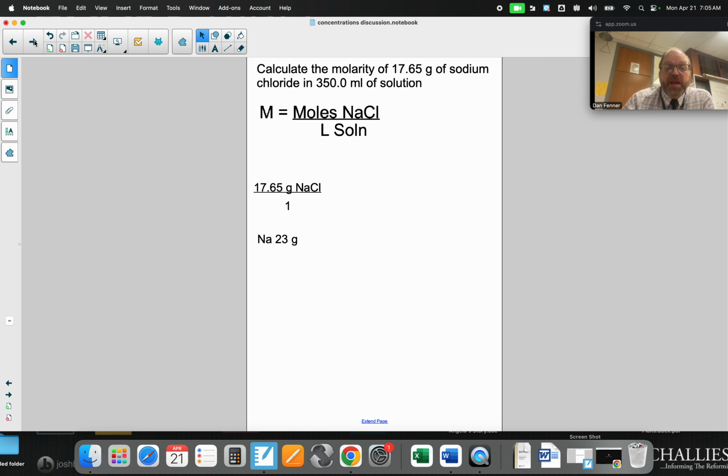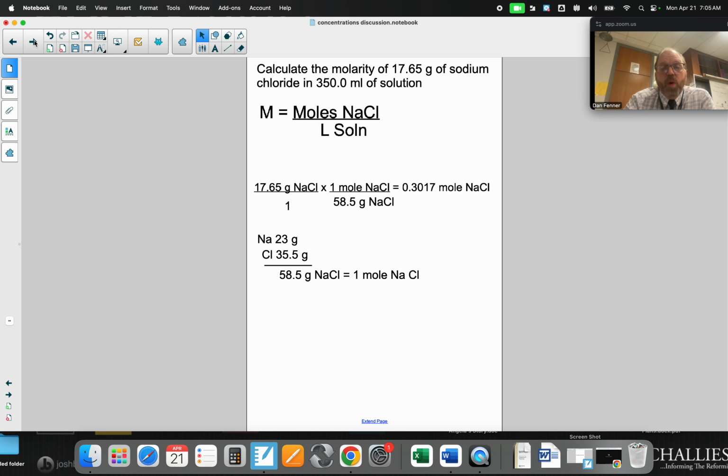Therefore, we take the formula mass, the atomic mass of each one defined. So start with sodium, 23 grams, chlorine, 35.5. Remember, we keep chlorine at 0.5. Adding together, we get 58.5 grams of sodium chloride is 1 mole. All right, so we're going to convert grams to moles. Grams go on the bottom, cross out, moles on top. When we do that, we get 0.3017 moles of sodium chloride.